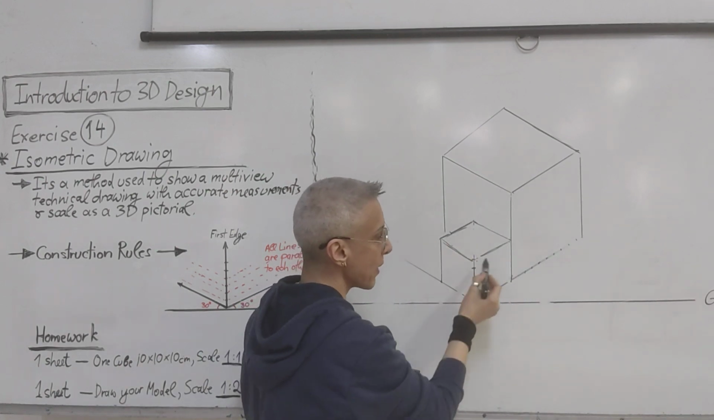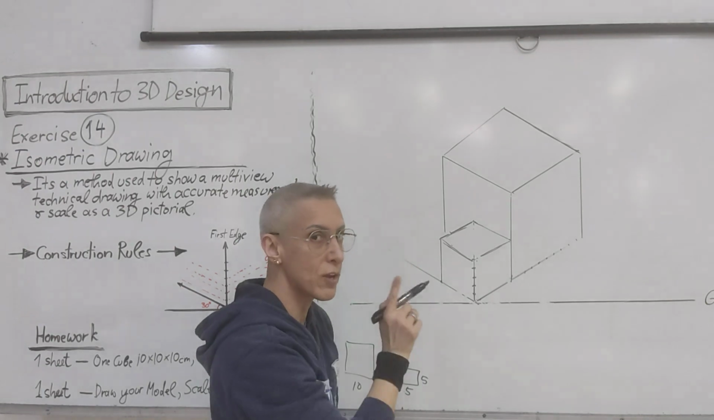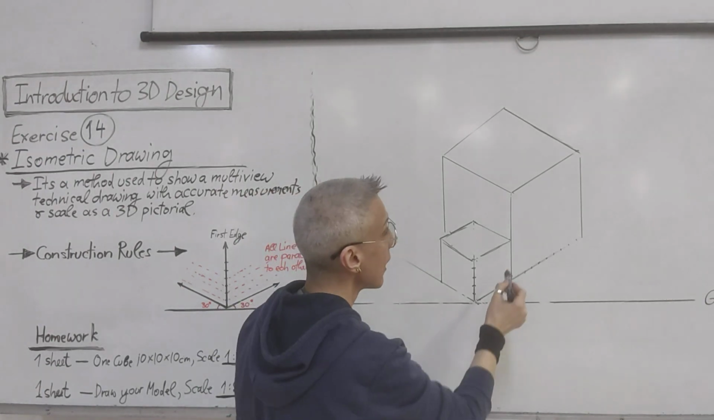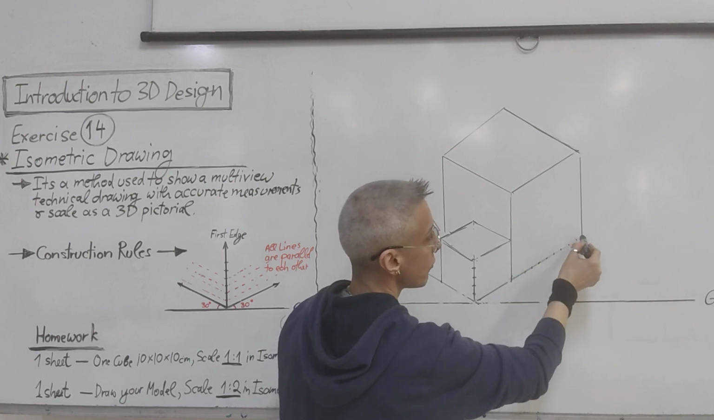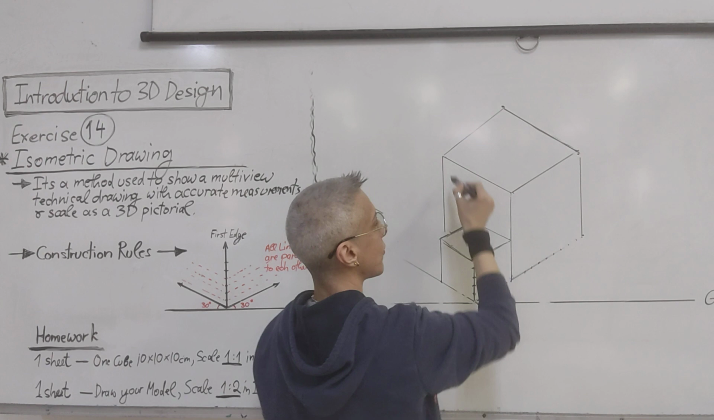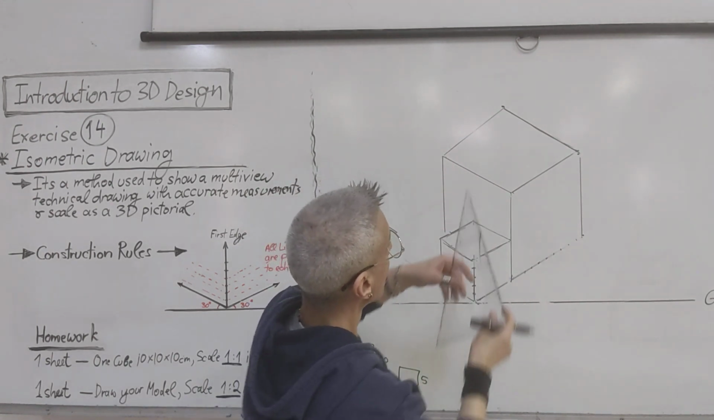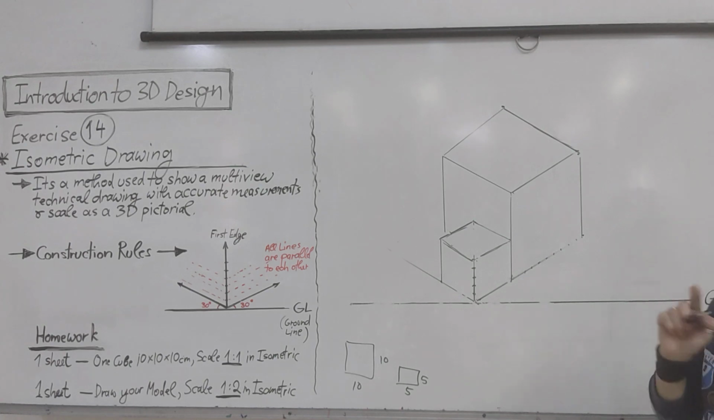So we have a 5 by 5 centimeter cube here, 5, 5, 5. Anywhere where we measure on the isometric, it should be a 5. Then we have a 10 centimeter cube next to it. So if this is 10, this must be 10, this must be 10, this must be 10, this 10, and so on. And all these lines must be parallel to each other at 30 degrees.